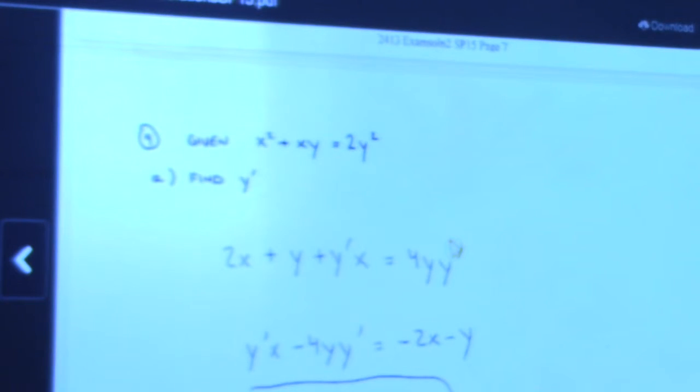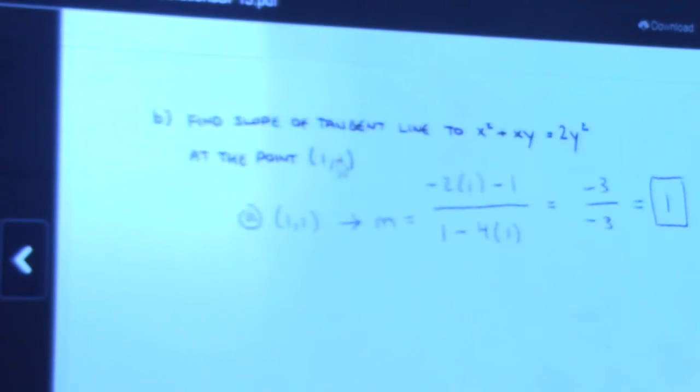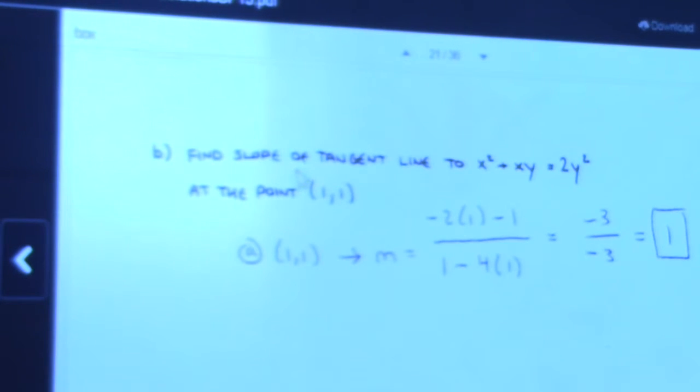Yeah. Okay, so looking at this exam 2 from spring 2015, number 9, that's an implicit differentiation problem. That's definitely a good one to look at. Find the slope of the tangent line. That's a fair one too, because this is an implicit differentiation problem. To find y prime, and then once you find y prime, you plug in the point, and you get the slope of the line.